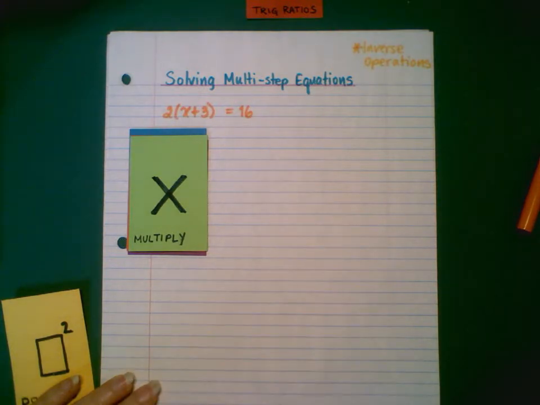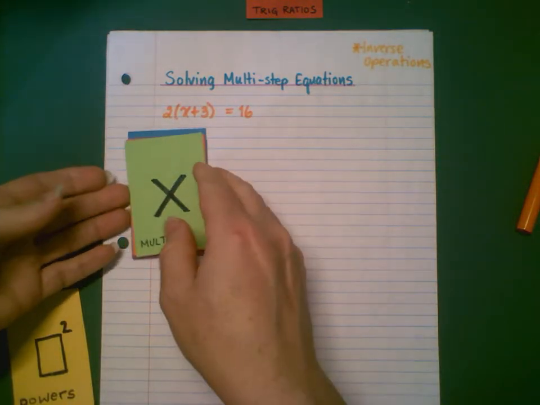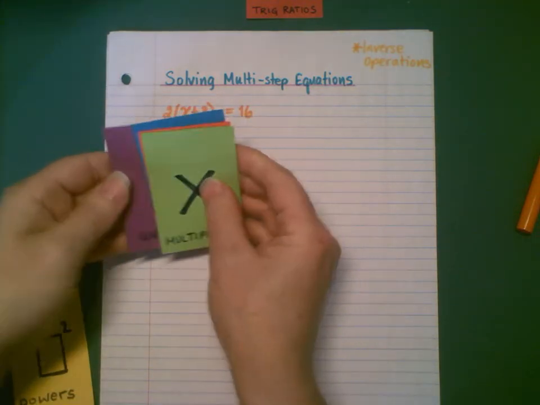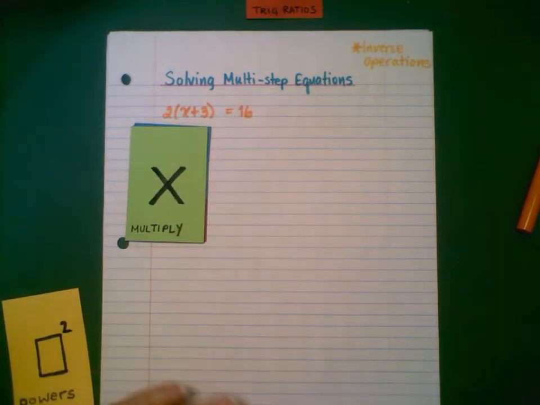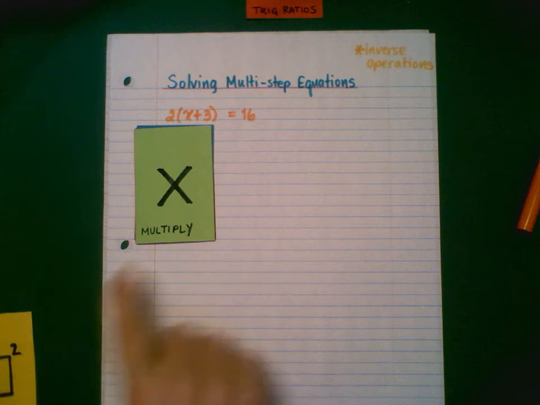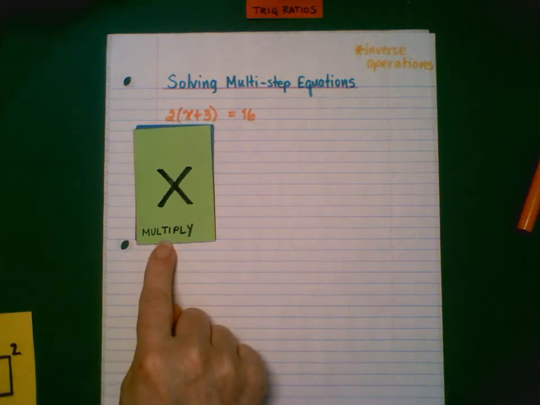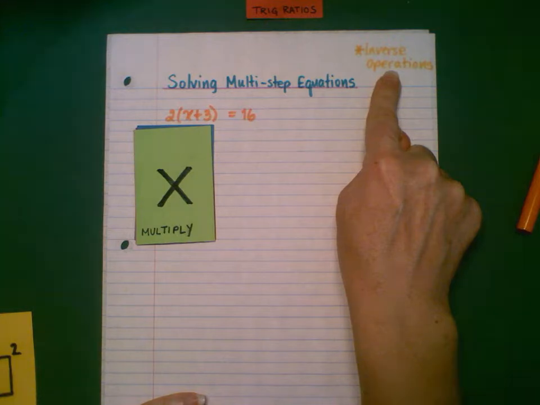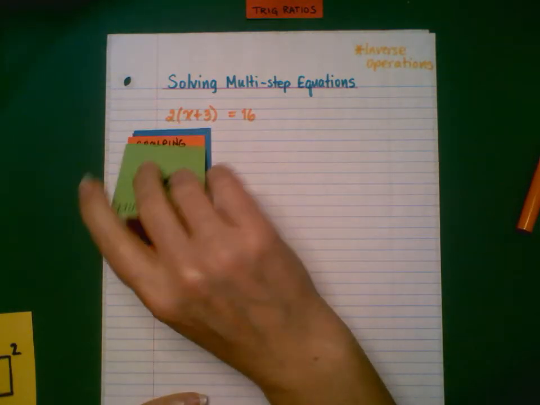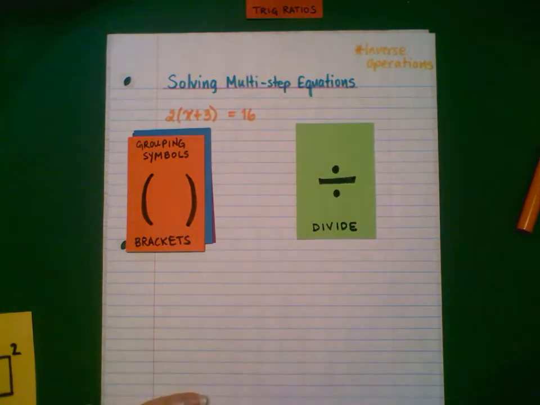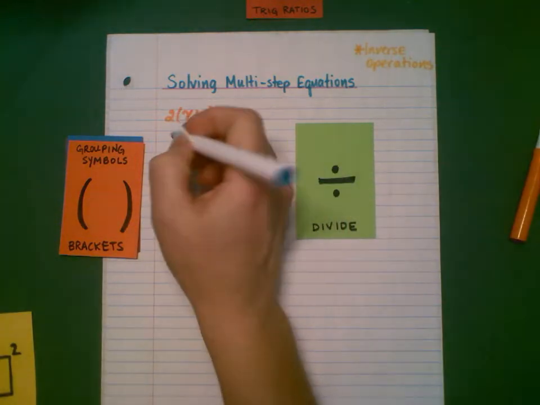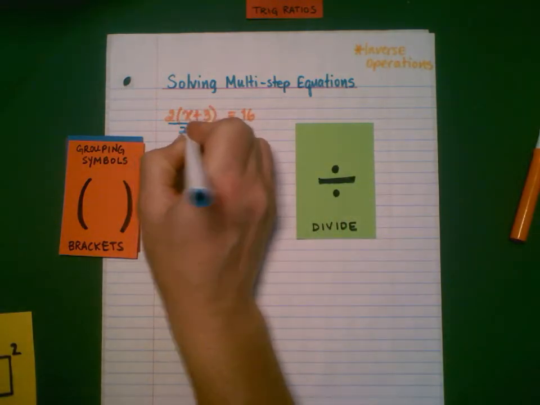The right-hand side is 16. In order to solve, in order to uncover that variable, which is the bottom card here, I'm going to have to undo each of those layers one at a time. The first thing I'm going to undo, or do the inverse of, is the multiplication. So multiplication by 2, the inverse of that is going to be a division. So I can divide both sides by 2.